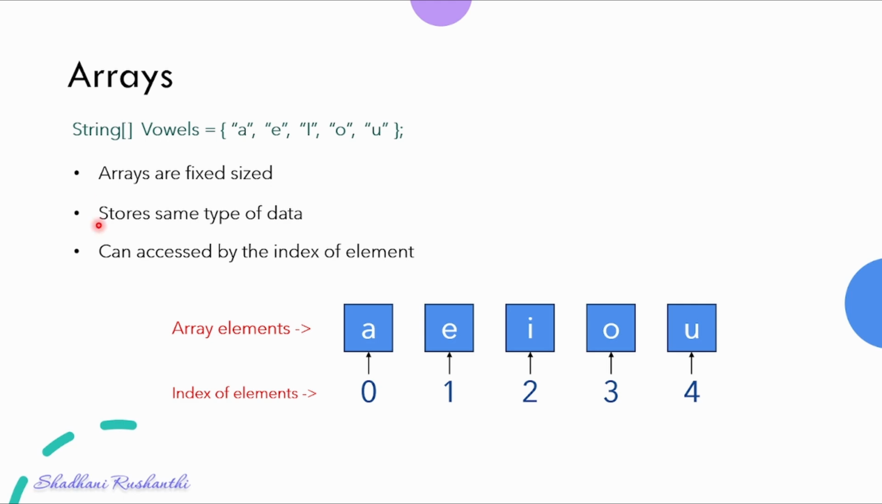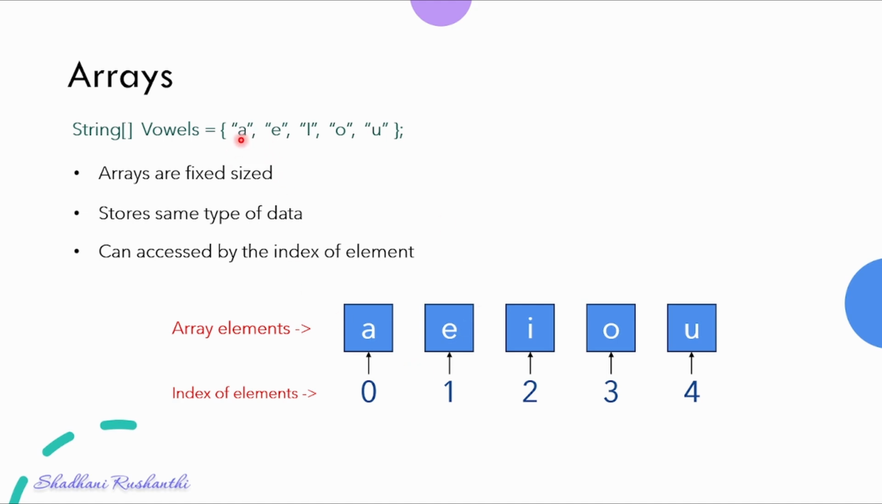In an array, you should store the same type of data. I have defined the type of the elements of the array as string, so all the elements I have stored in the array are strings. And the third feature is, after you store elements in the array, if you want to access them, you can access them by using the index of the array.